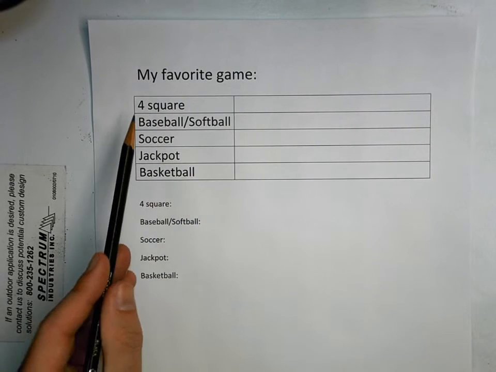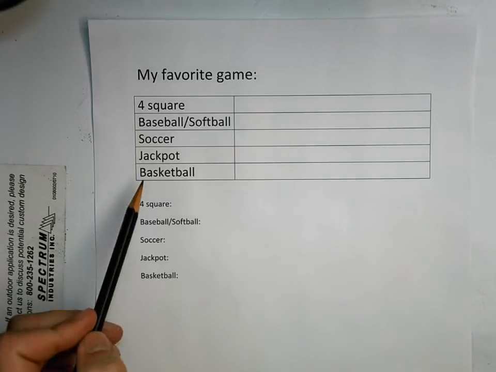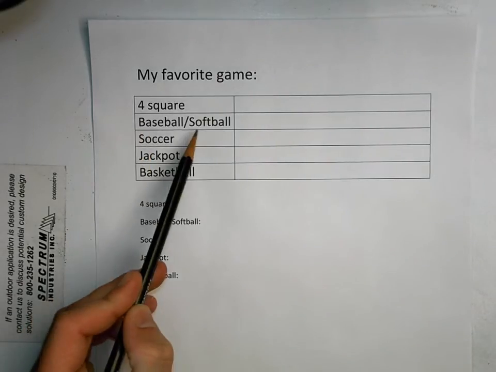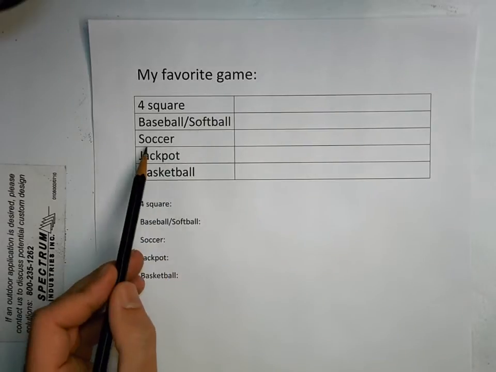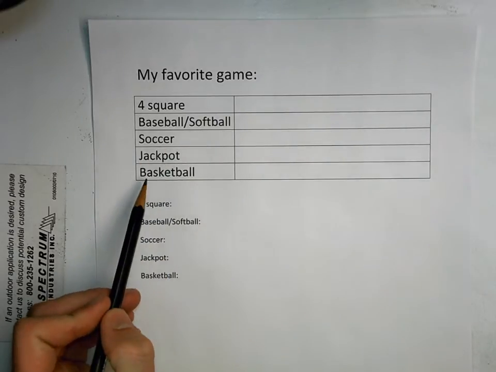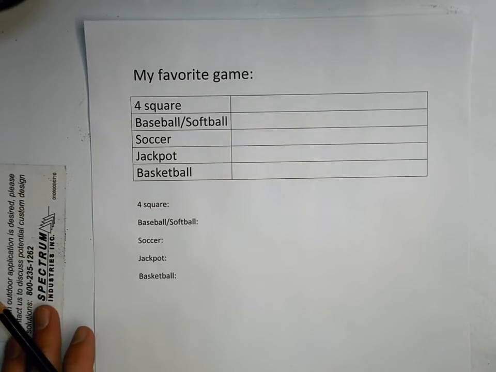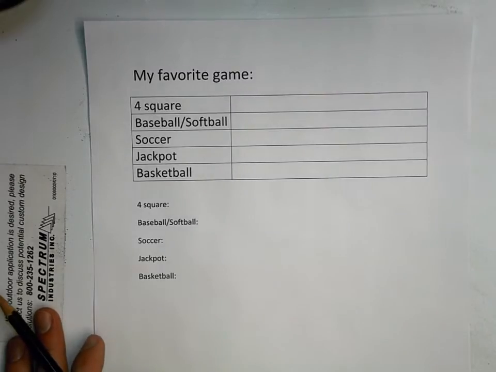Now I put up 5 choices for you. Foursquare, softball or baseball, soccer, jackpot, or basketball. So think of those and think of which one you like the best. If we were going to recess right now and you could play any of these games, we had the equipment out there, which one would you want to play?